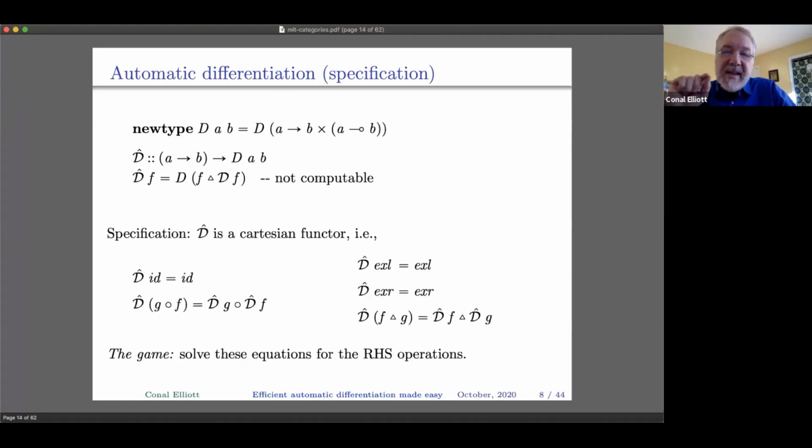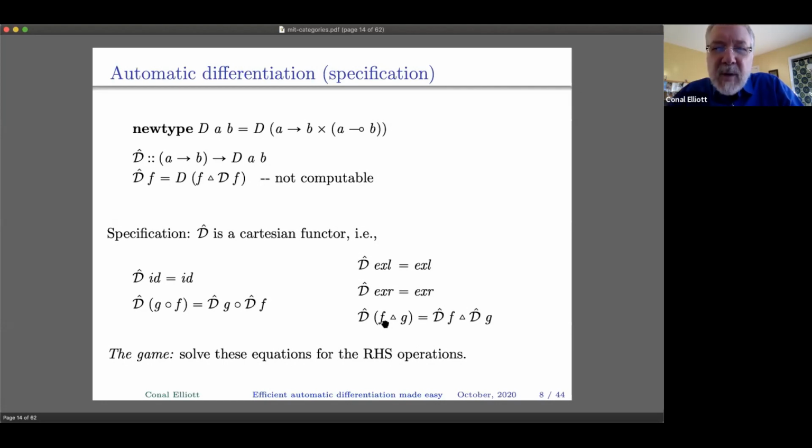And so here's our specification for automatic differentiation. It is that d hat is a Cartesian functor. That's the specification. If you read the literature, especially for efficient automatic differentiation, I think you won't see any precise specification. And if you had to give one in terms of, say, graphs, for instance, it would be extremely complex. But in this setting, it's very simple: d hat is a Cartesian functor. So what does that mean? It means that d hat preserves the category structure and the Cartesian structure. So d hat maps identity to identity and compositions to compositions, projections to themselves and forks to themselves.